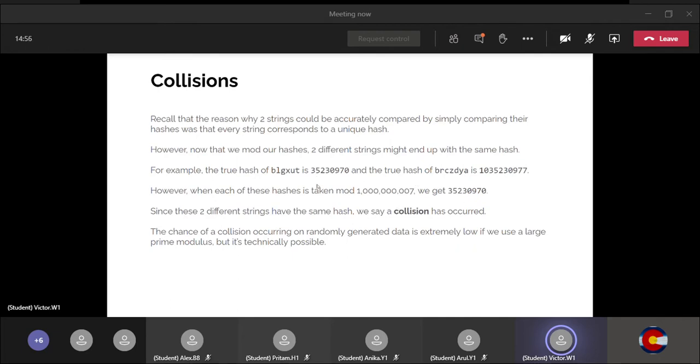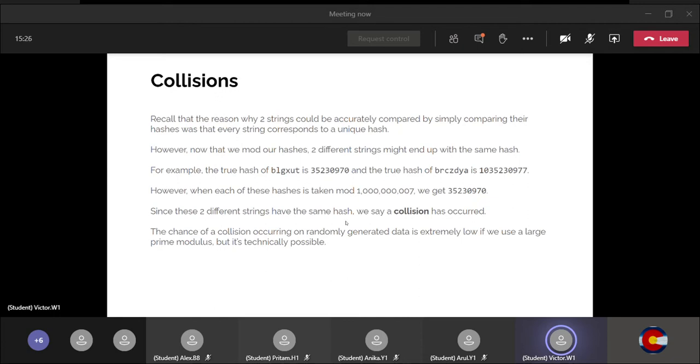So if you try to compare these two strings, ignoring the fact that they have different lengths, it's possible to construct two equal length strings that actually have the same hash but are different strings. So in this case we have two different strings that have the same hash when you take this mod. Then we say a collision has occurred because two different strings have the same hash.